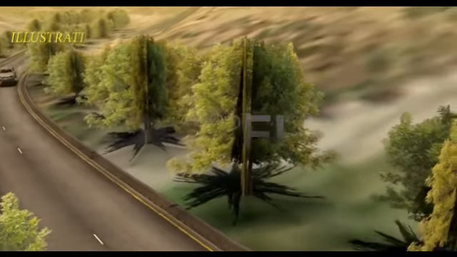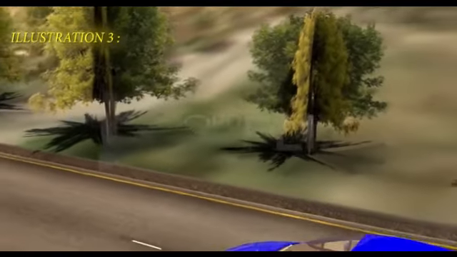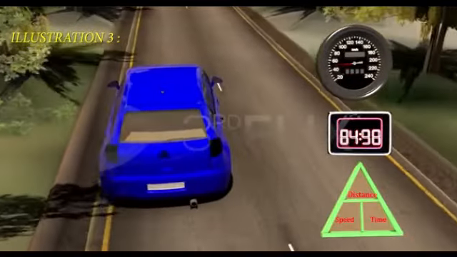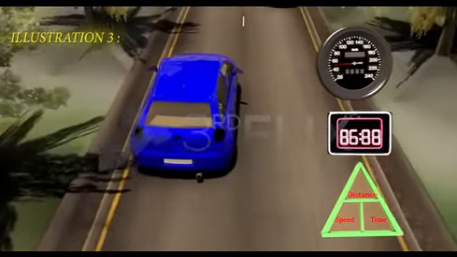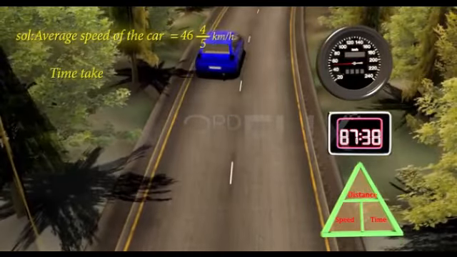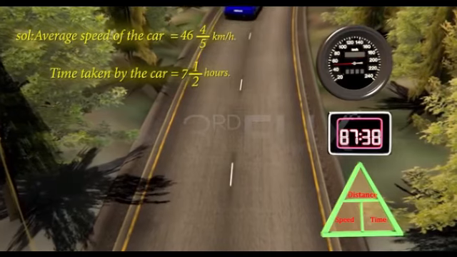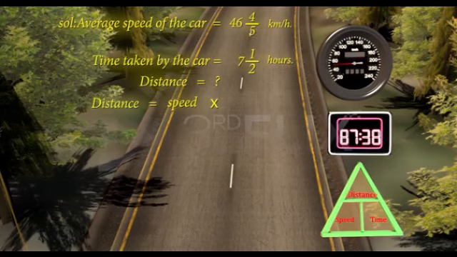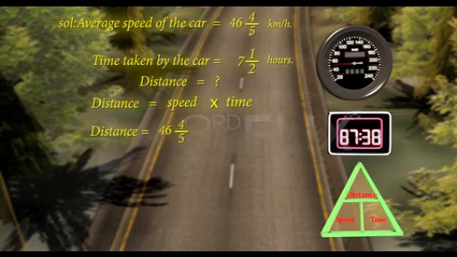A car is moving at an average speed of 46 4/5 km per hour. How much distance will it cover in 7.5 hours? The average speed of the car and the time taken by the car are given. Required is to find the distance covered by the car. We know that distance equals speed into time. Distance equals 46 4/5 into 7 1/2.